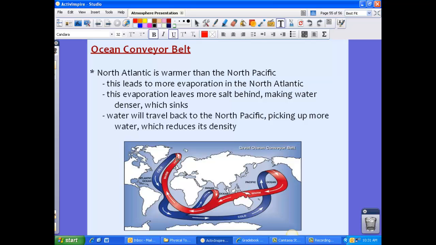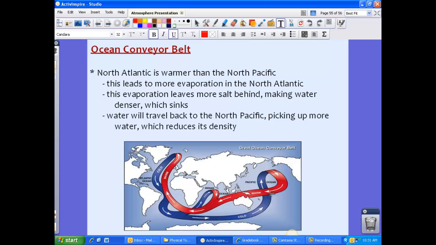So the Northern Atlantic comes into warmer weather. We have our warmer currents up here, so it's going to be a little bit warmer up here because that warm current is coming through. In the Pacific Ocean, we have a cold current coming through, so it's not going to be as warm.